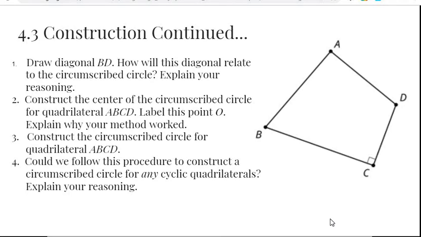We want to know, how will this diagonal relate to the circumscribed circle? What is special about that diagonal? And please do explain your reasoning. You can work with your shoulder partner here, or work at your table to explain and discuss what is special about diagonal BD. Once you've got that figured out, construct the center of the circumscribed circle for the quadrilateral ABCD and label that point O. And then please explain why your method is actually going to work here.